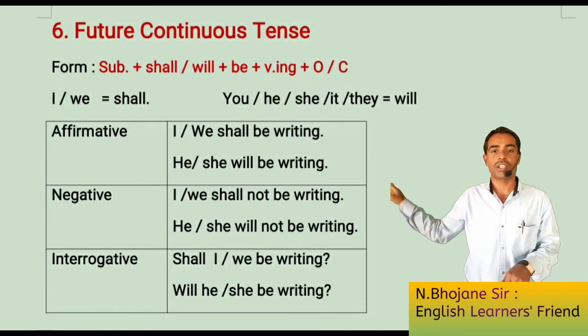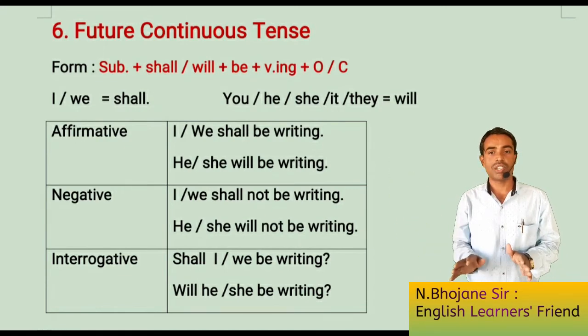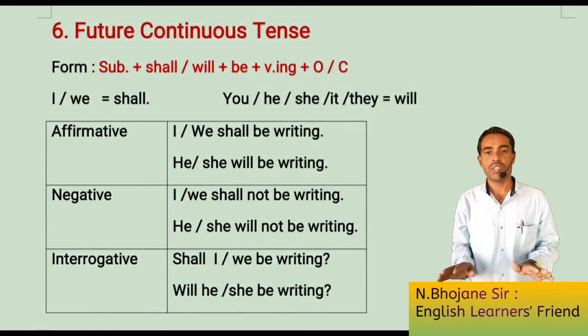If the subject is second or third person, use will. Now look at different examples. Affirmative sentences: I shall be writing, we shall be writing. Negative: I shan't be writing, we shan't be writing. Interrogative: Shall I be writing? Will he be writing?